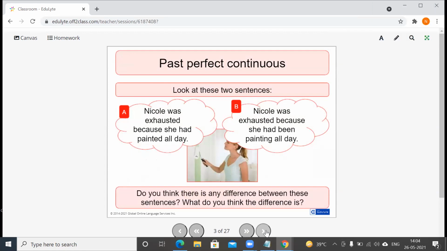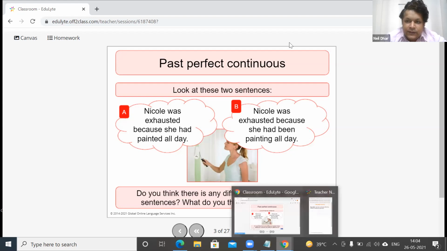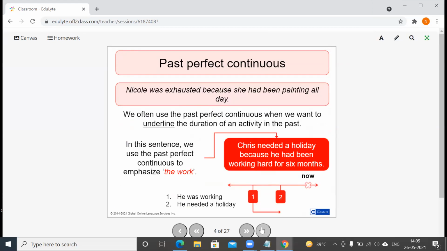Past perfect continuous. Look at these two sentences. Nicole was exhausted because she had painted all day. Nicole was exhausted because she had been painting all day. Do you think there is any difference between these two sentences? What do you think the difference is? Working hard for 6 months. He was working. He needed a holiday. Great. So once again, past perfect continuous helps us understand an activity which was in a continuous form in the past.